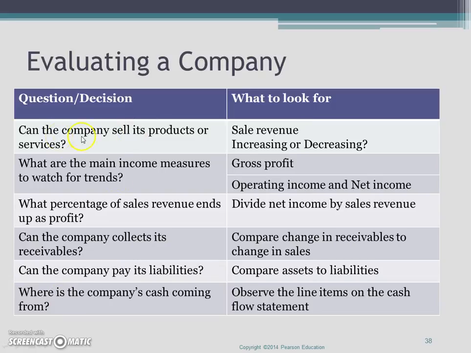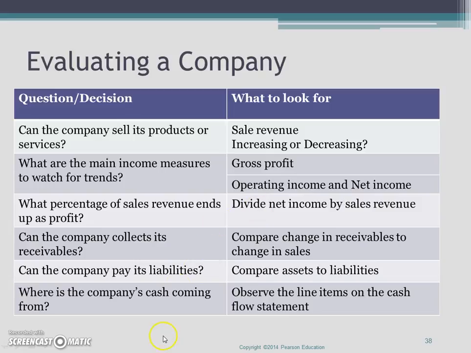Can the company sell its products or its services? In order to find that out, you're looking at the income statement. What are the main income measures to watch for the trends? Again, you should look at the income statement. What percentage of sales revenue ends up as profit? Again, you look at the income statement.